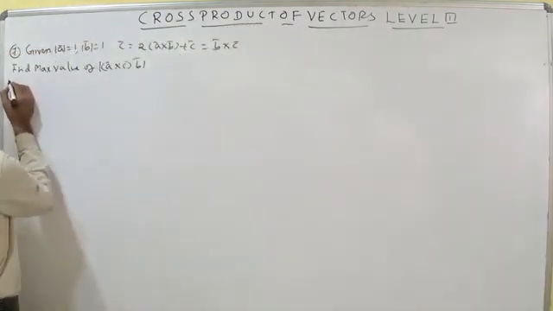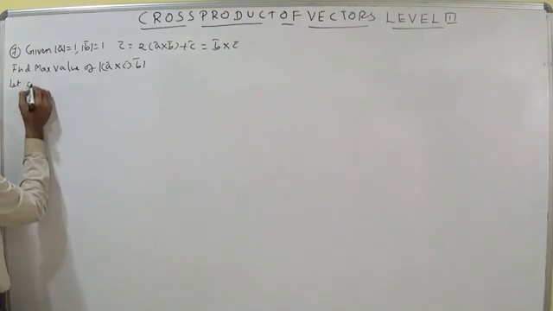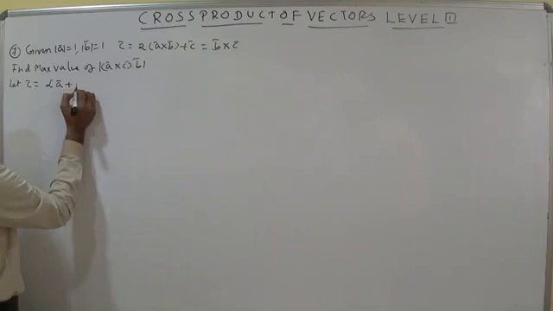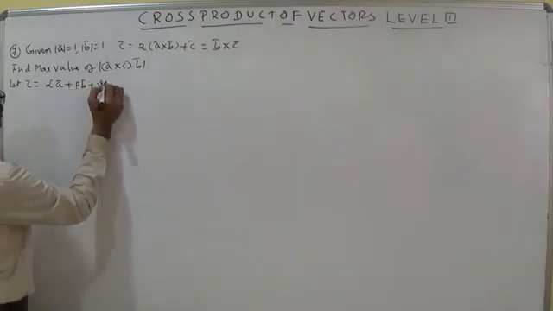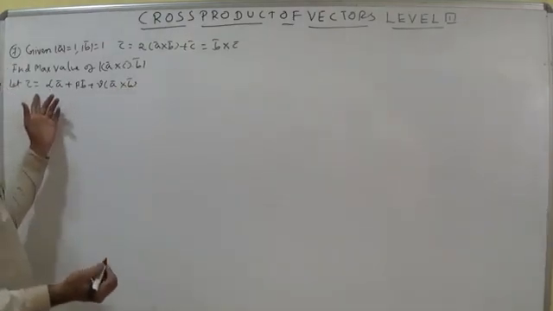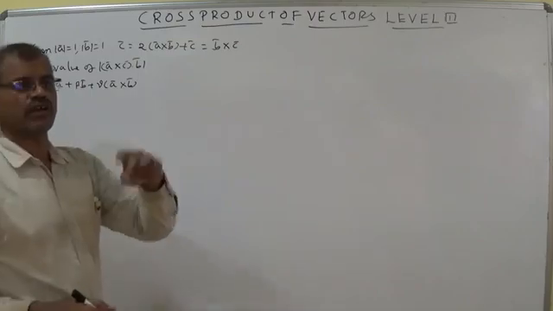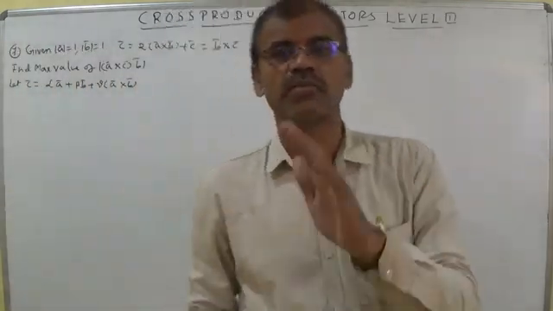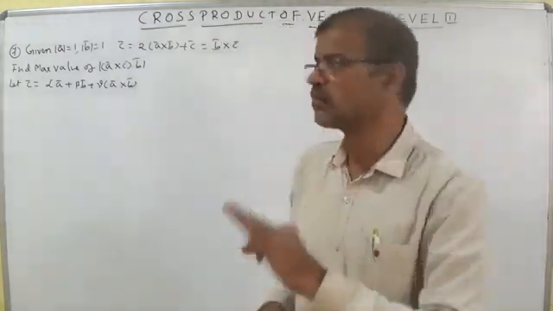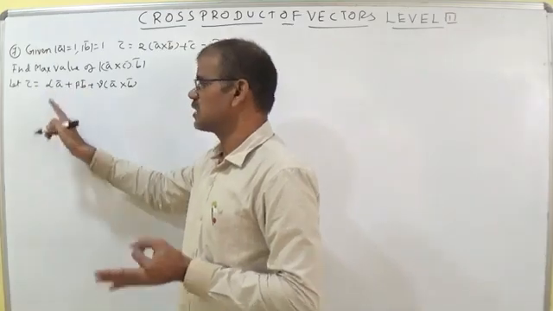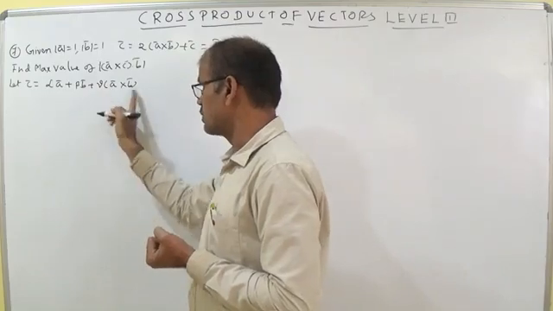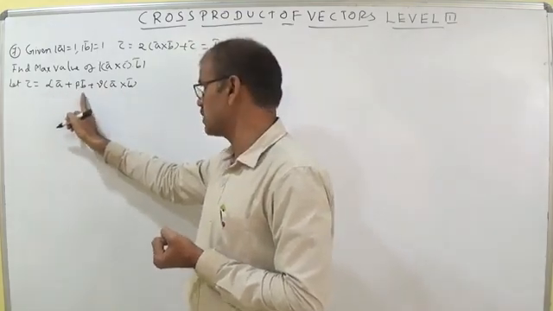For this sum I am saying, let C bar be equal to alpha A bar plus beta B bar plus gamma A cross B. Because I am writing C bar as a linear combination of 3 vectors. The general formula is R bar equals x i bar plus y j bar plus z k bar. Here i bar I have taken as A and j as B, and gamma for k.